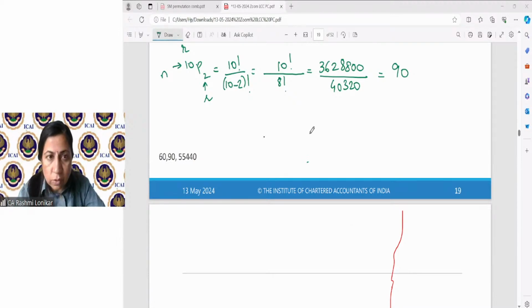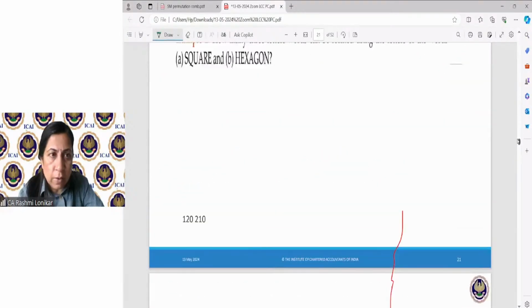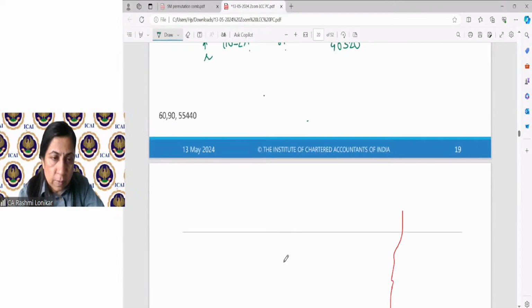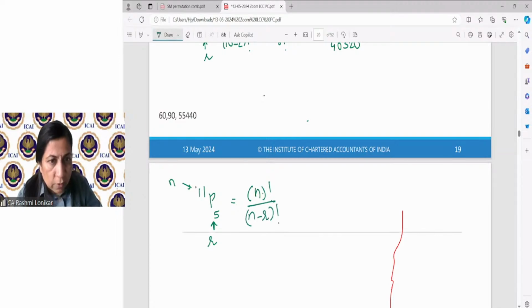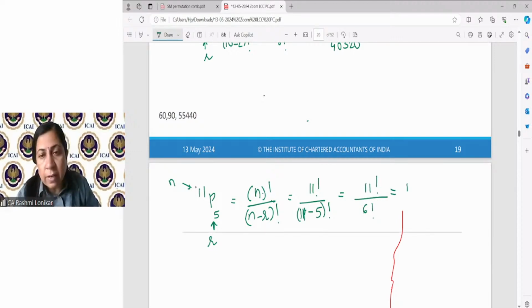So let us do the third one. What is the third one? 11P5. Okay, 11P5. What is my n? N is 11. What is my r? R is 5. So how will I write this? N factorial upon n minus r factorial, which is equal to 11 factorial upon 11 minus 5 factorial, which is 11 minus 5 is 6 factorial. Now 11 factorial, I can write it as 11 into 10 factorial upon 6 factorial.